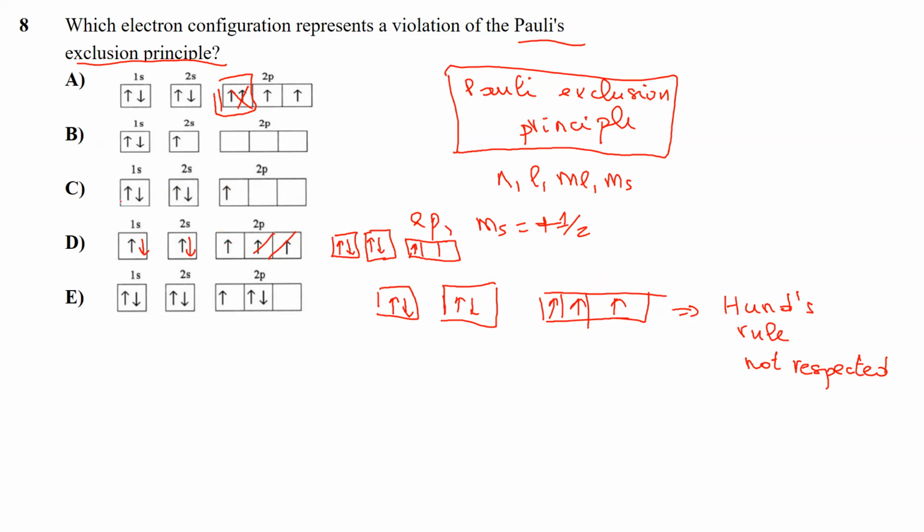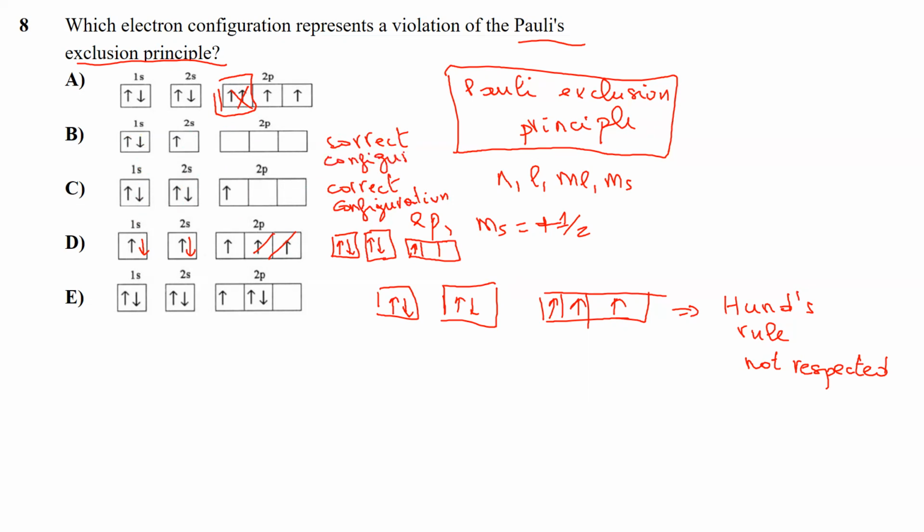So you have 1s up, ms equal plus 1/2, down, ms equal minus 1/2. 2s, you fill it, and then the last one is on 2p. So this is the correct configuration. This is also correct: you fill 1s with 2, and then you go to 2s. This is also a correct configuration, meaning it respects both the Pauli exclusion and the Hund rule.